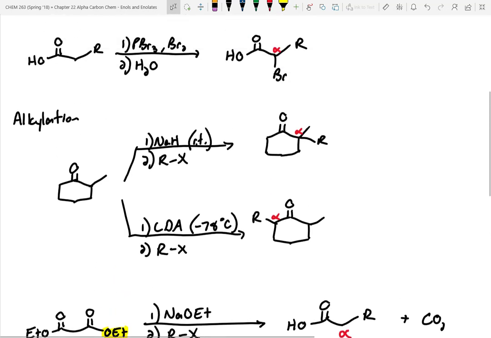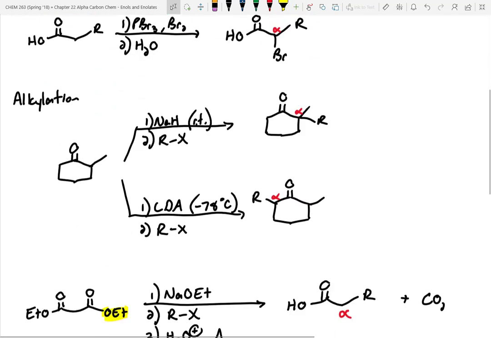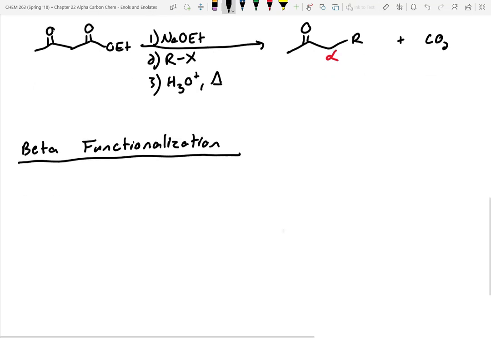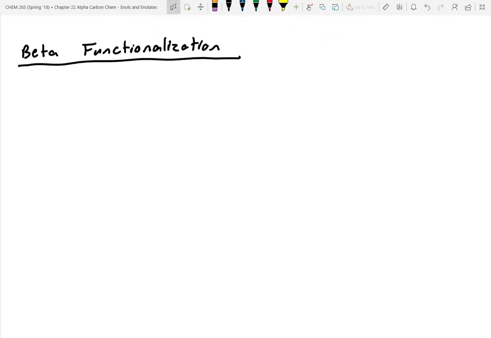All right, we saw a few more with beta functionalization so far. We've only seen functionalizing alpha positions for all of these. So let's do beta functionalization. I'll just write it out. And we had to get a little bit creative for beta functionalization. But the key thing was that it really only worked well if you had an alpha beta unsaturated carbonyl, or ketone in this case.